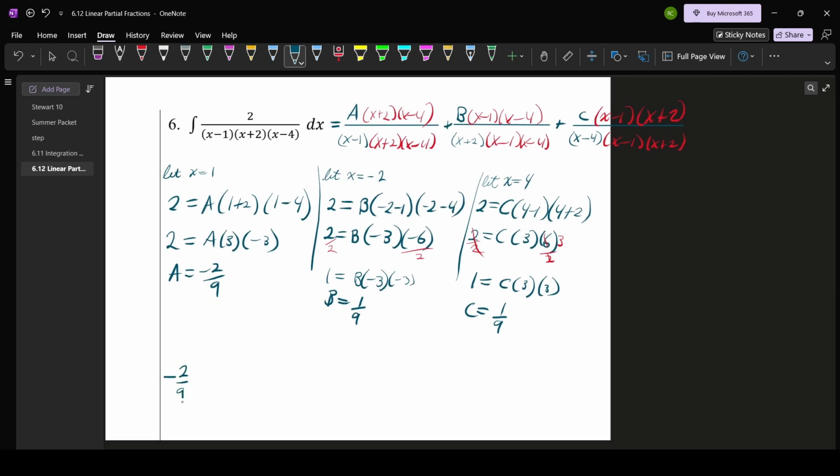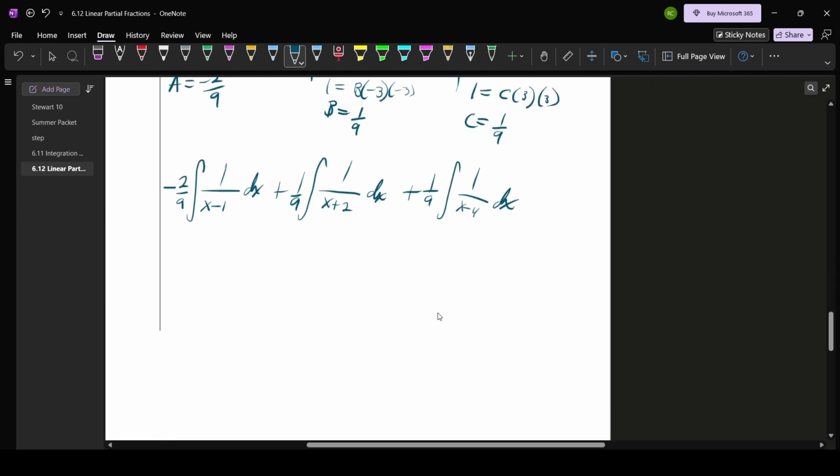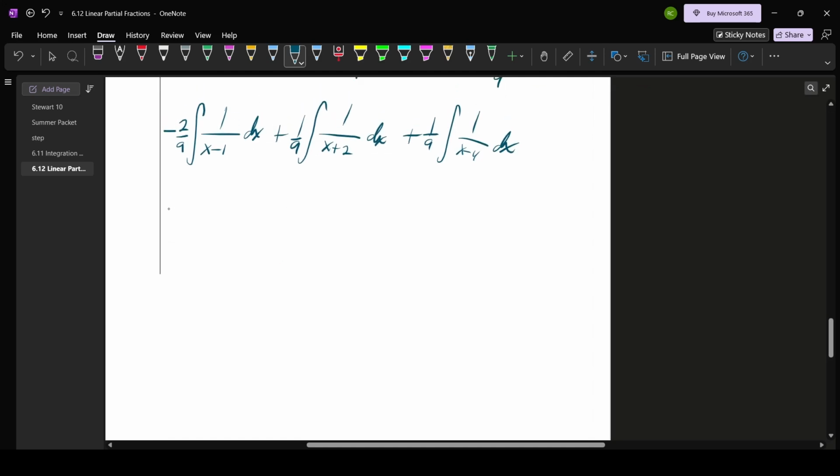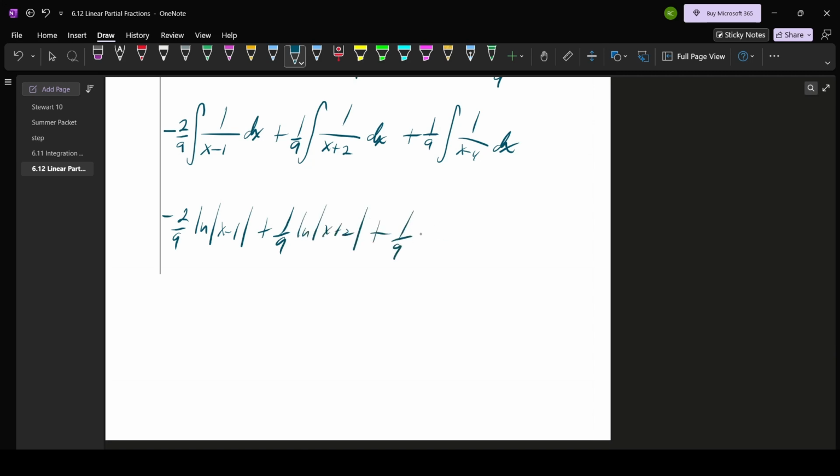Negative 2/9 integral of 1 over x minus 1 dx, 1 over x plus 2 dx, and 1 over x minus 4 dx. Okay, so almost done. Negative 2 over 9 natural log absolute value of x minus 1 plus 1/9 natural log absolute value of x plus 2 plus 1/9 natural log absolute value of x minus 4 and plus c.